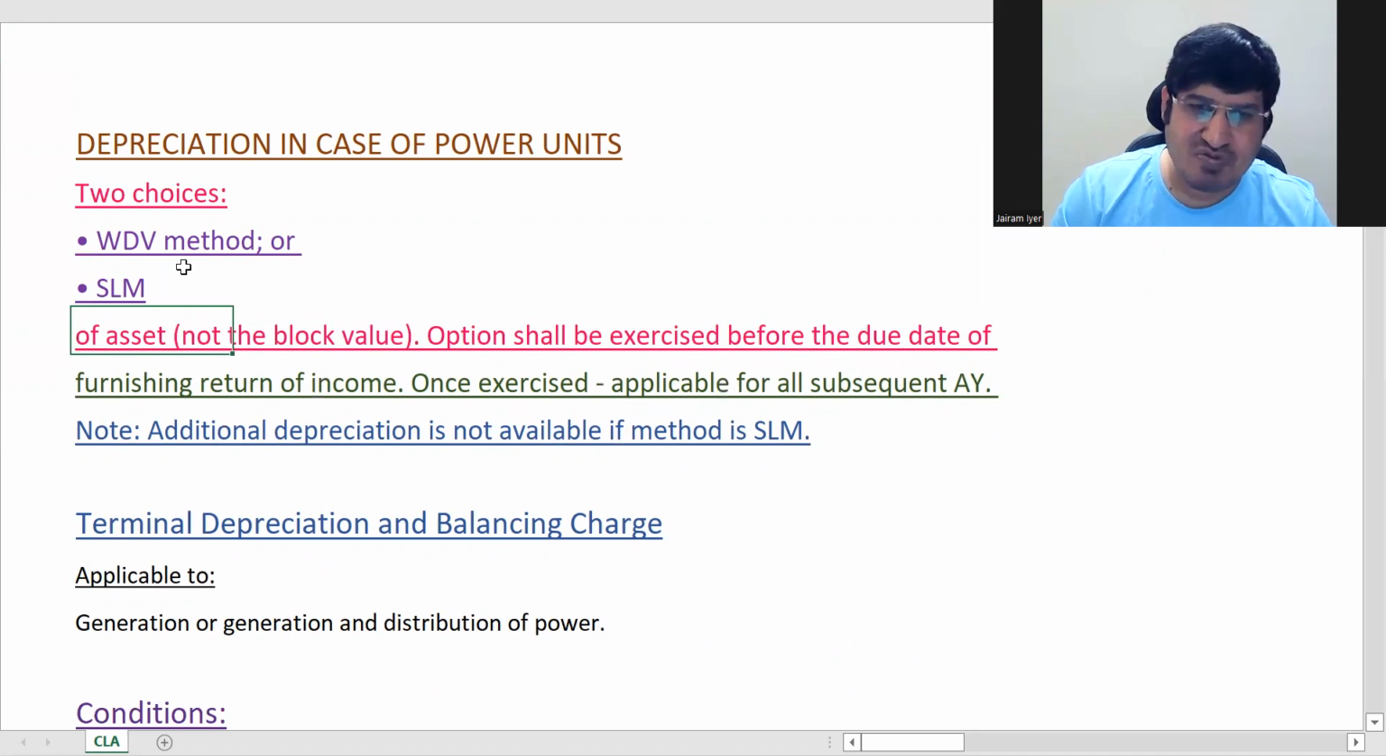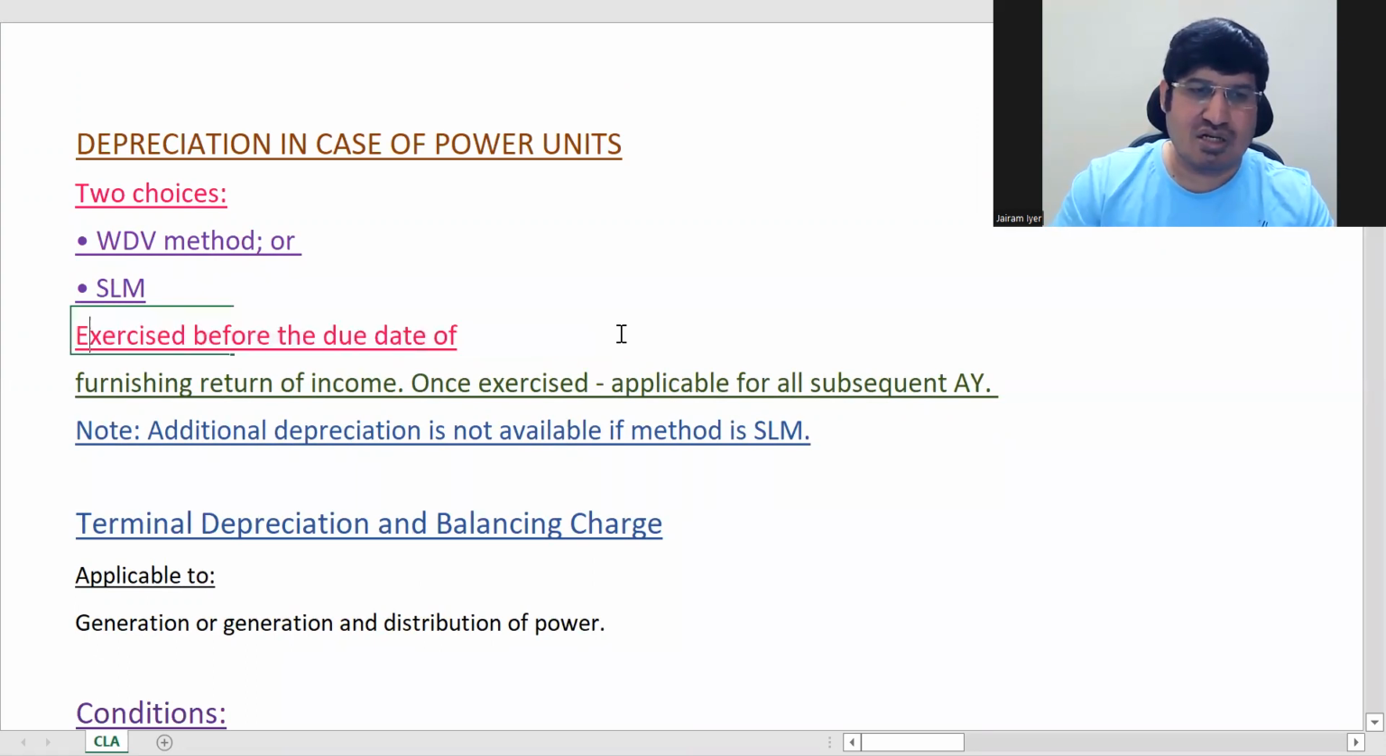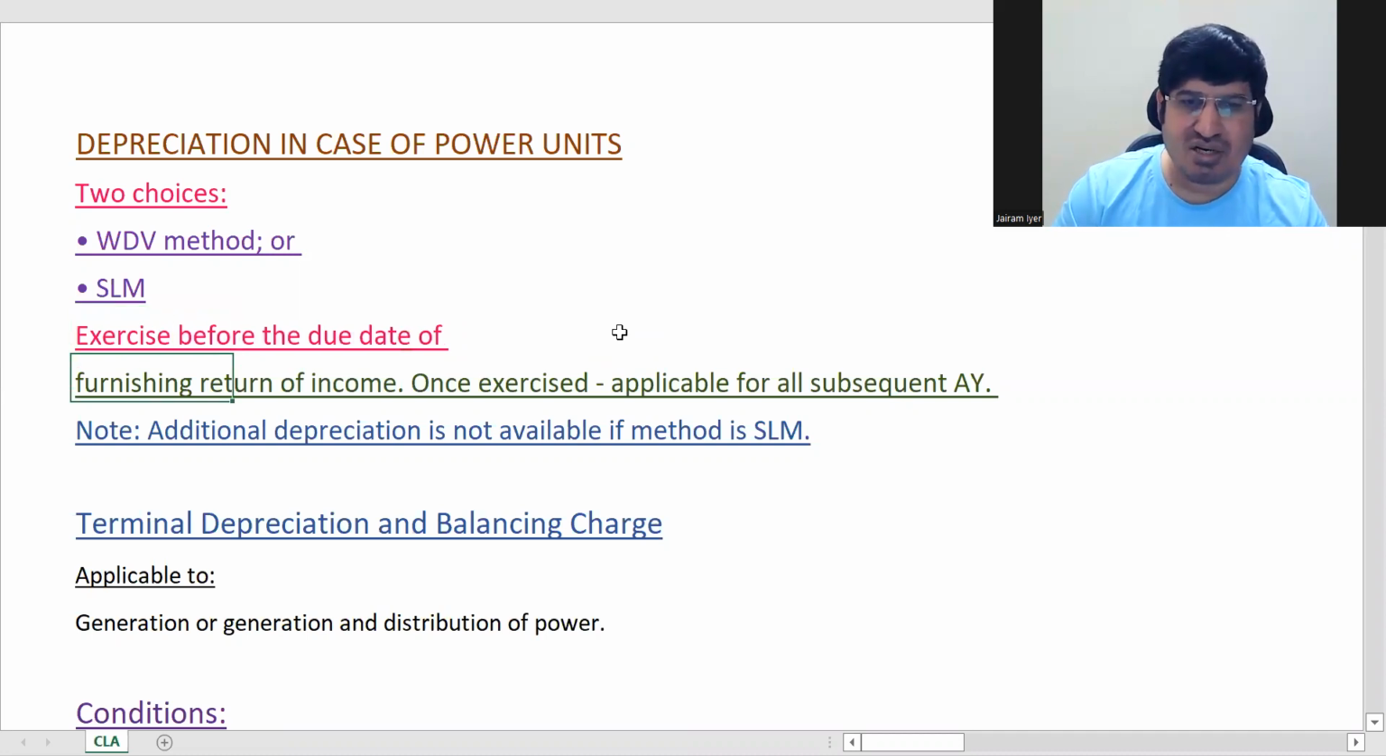Okay, exercise before due date of return of income. Options will be exercised before the due date of furnishing return of income. Once exercised, it's applicable for all future years. No additional depreciation if you are going for SLM method.